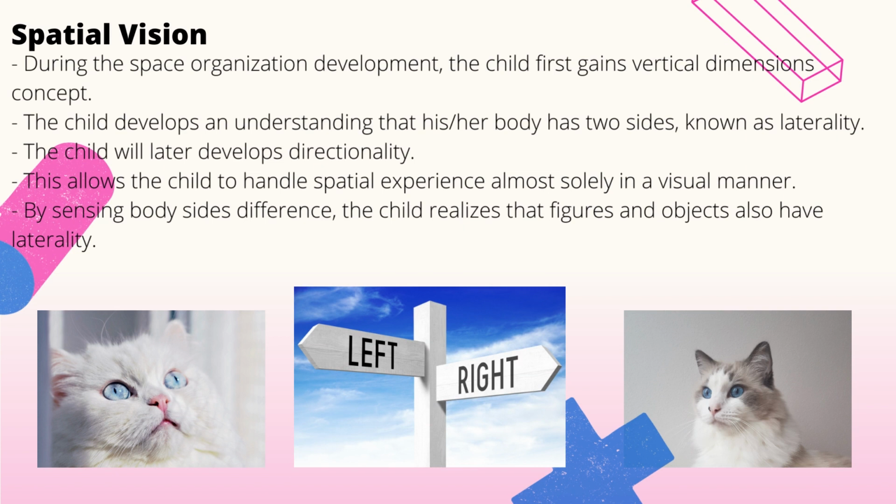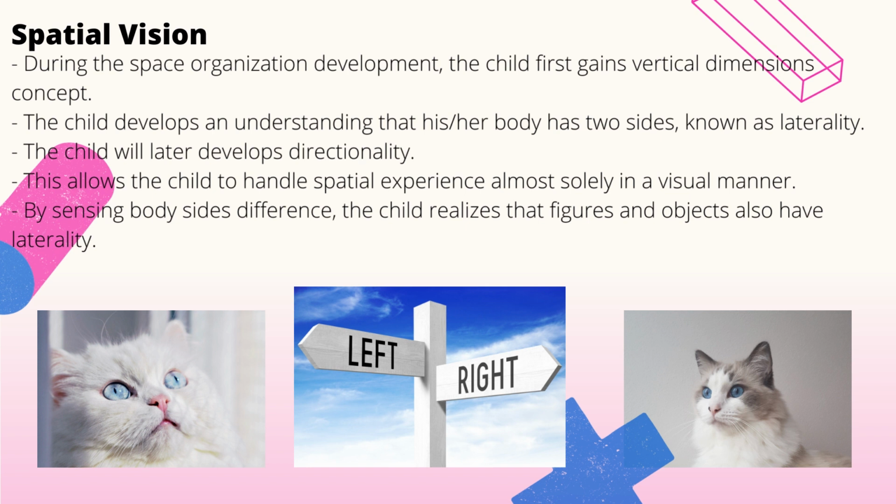Now coming to spatial vision. During space organization development, the child first gains a vertical dimension concept, which is followed by the horizontal dimension concept. Oblique and diagonal dimensions are more complex, and perceptions of these spatial coordinates mature later. The child later develops an understanding that his or her body has two sides, known as laterality, the right side and left side, which also proceeds in stages. The child will later develop directionality, which is an understanding of an external object's position in space in relationship to himself or herself.